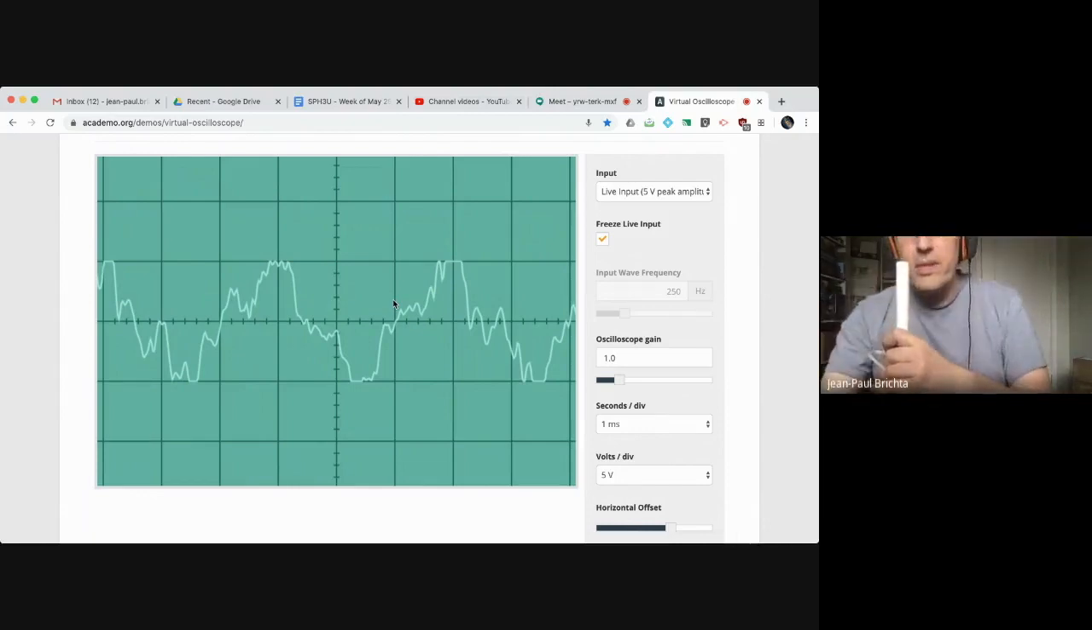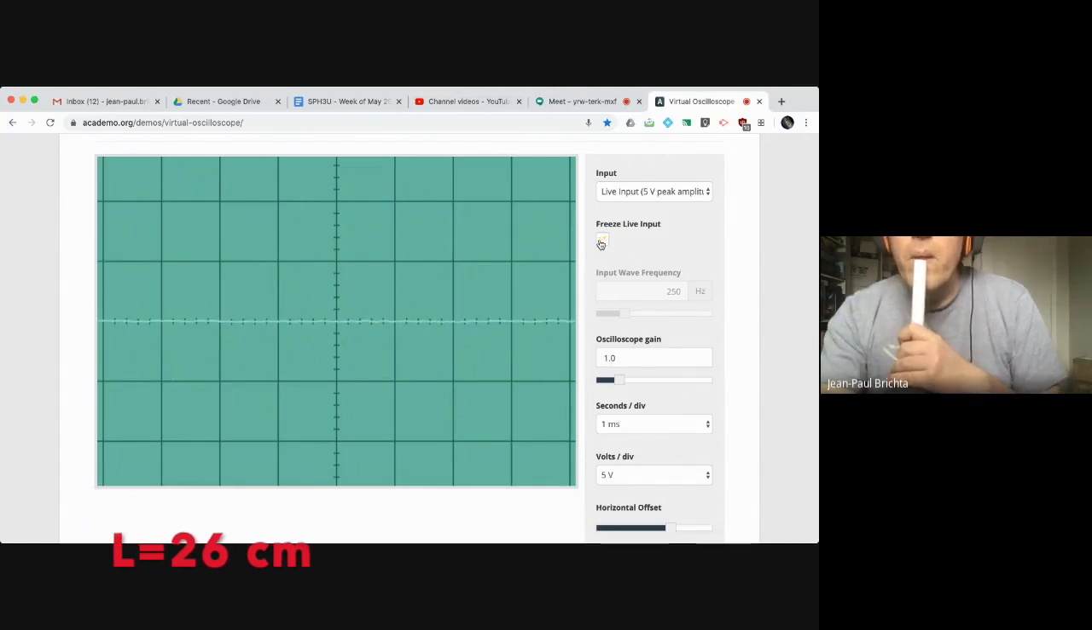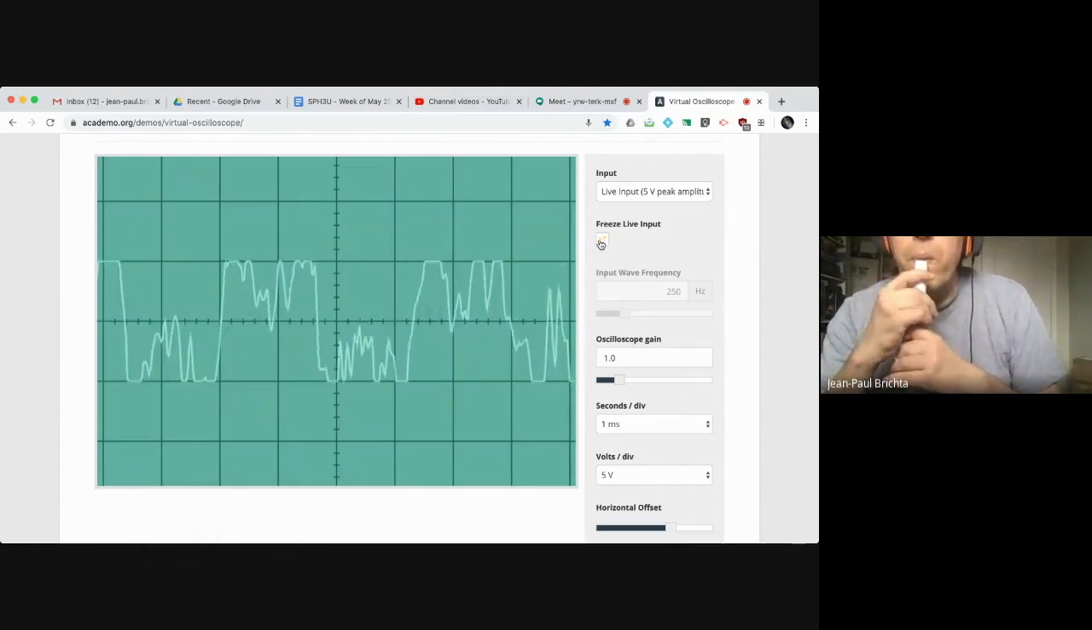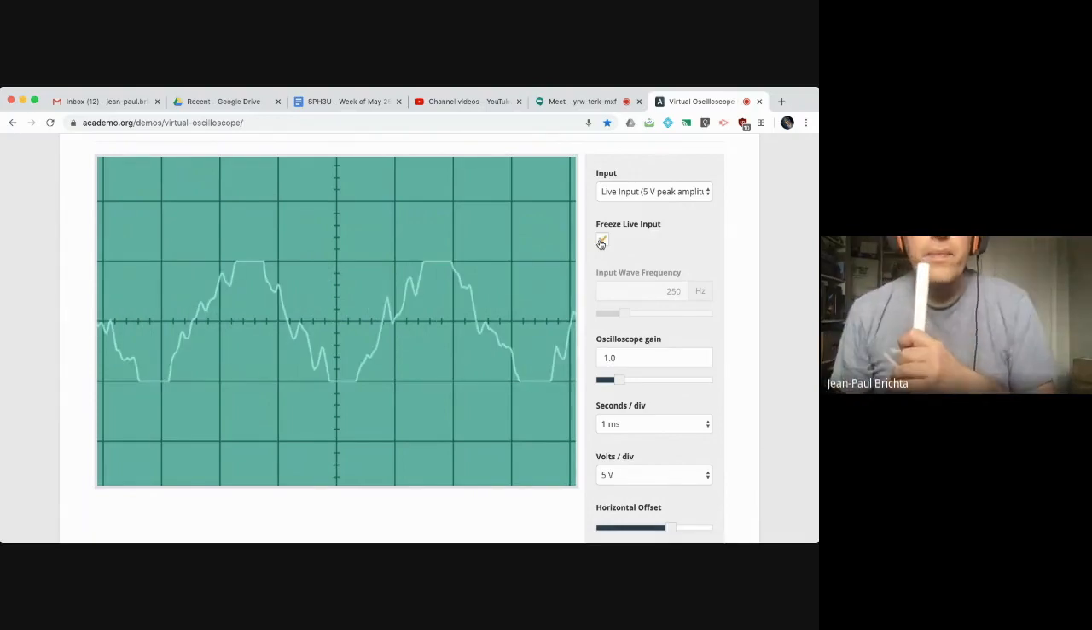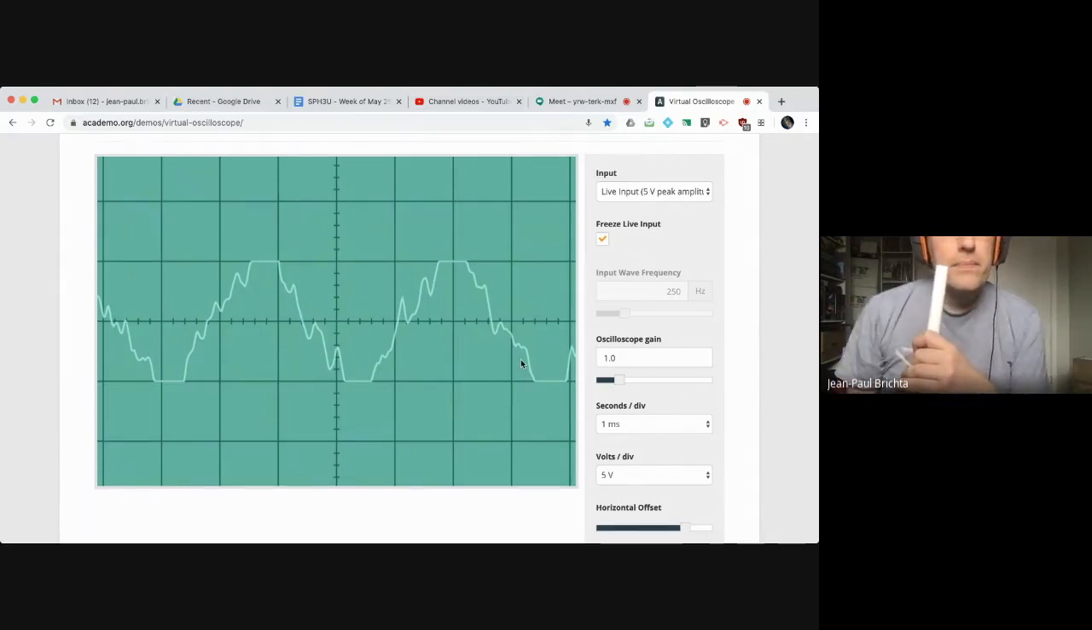Now we're going to go to 26 centimeters. Here's 26 centimeters. All right. That was 26 centimeters. And if I adjust this a bit, okay, something like that. So again, if you measure from the middle of this crest to the middle of the one before, you get your period.